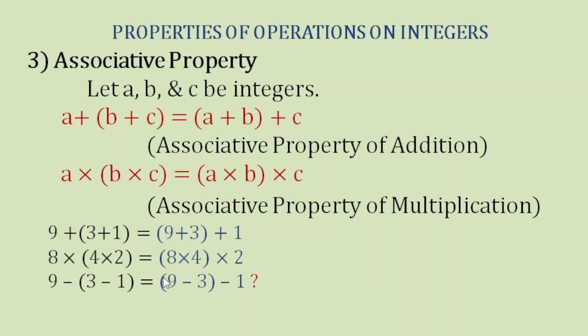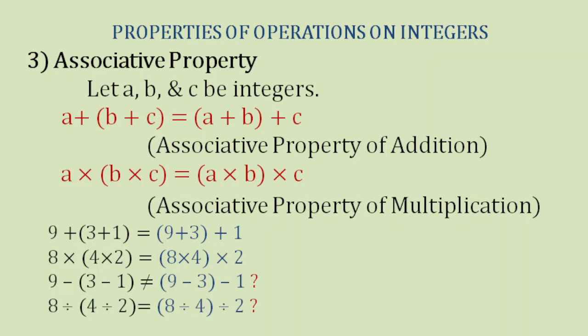Simplifying what we have on the right side, we start with what we have inside the parentheses. 9 minus 3 is 6. Then minus 1 is 5. So they are not equal.